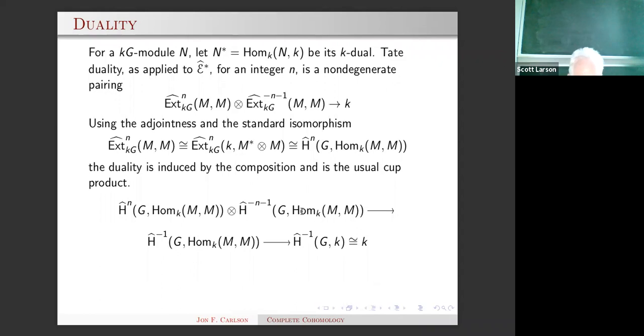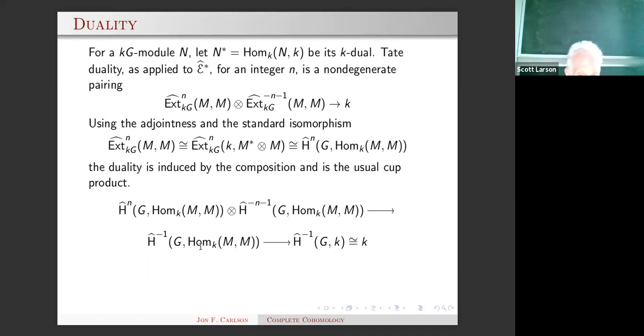You just do a cup product, but I'm dealing with Hom_k(M,M), so I can actually do a composition. I can multiply the two. And so I get an element in H^{-1} of Hom_k(M,M). And now I want to map that into H^{-1} of kG. And how do I do that?